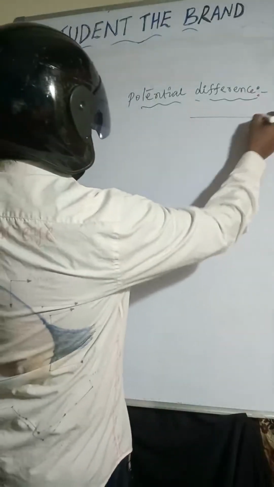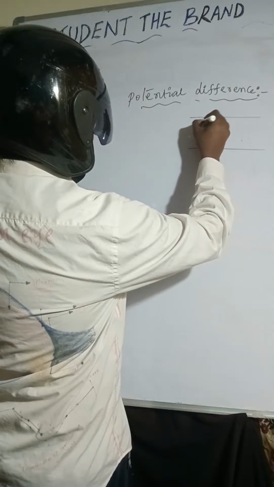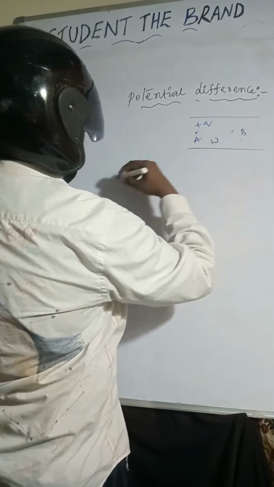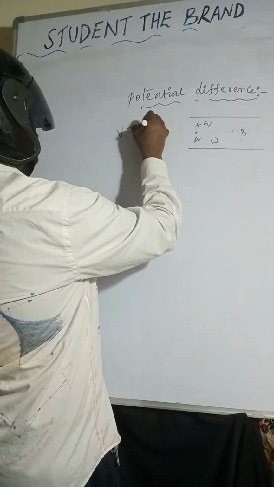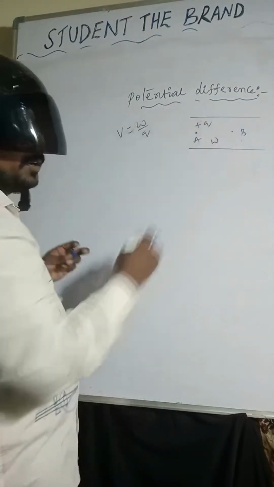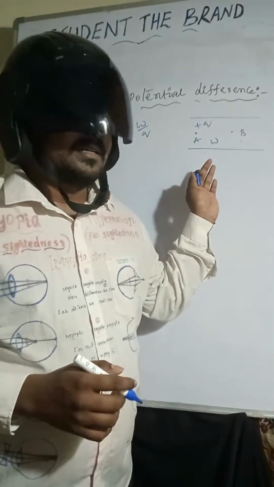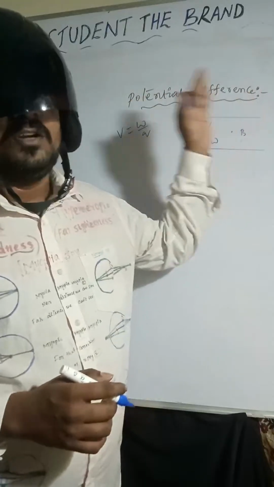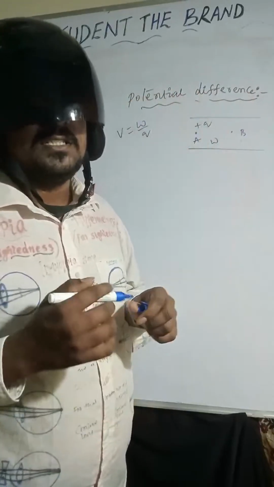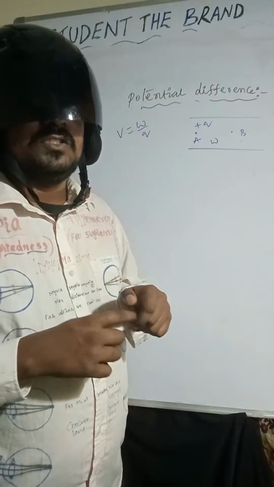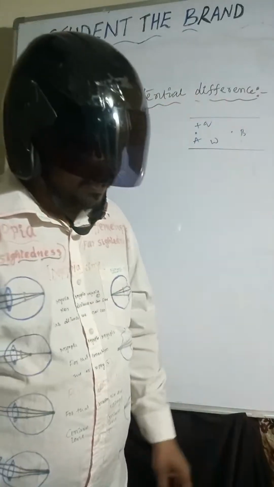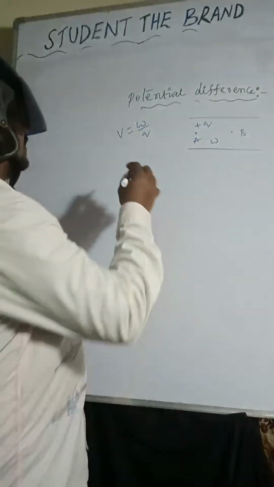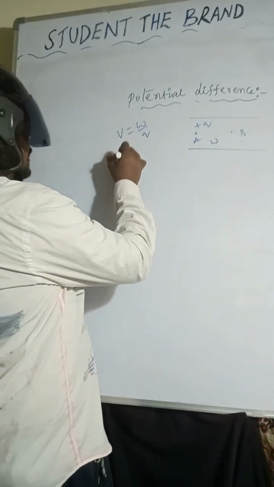So here I am taking a positive charge Q, and between this point and this point we are doing some work. Work done to bring unit positive charge from one point to another point within the conductor is called potential difference. The SI unit of potential difference is volt.